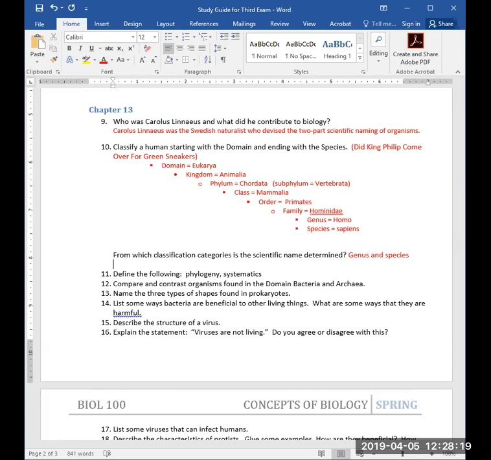And then what is systematics? Let me grab phylogeny equals evolutionary history.